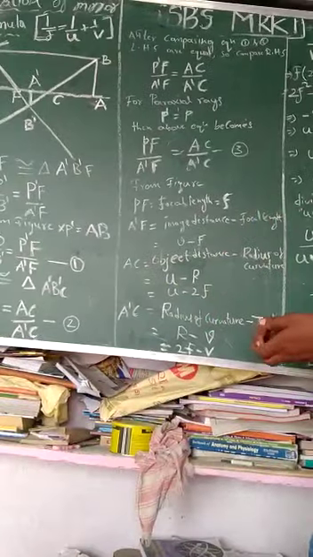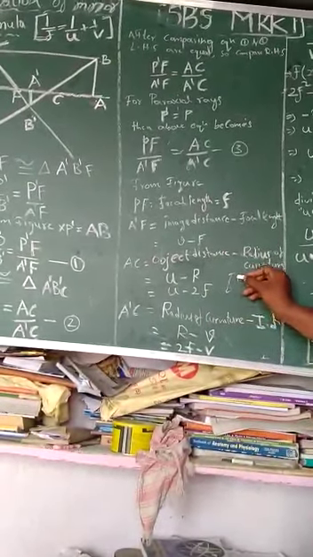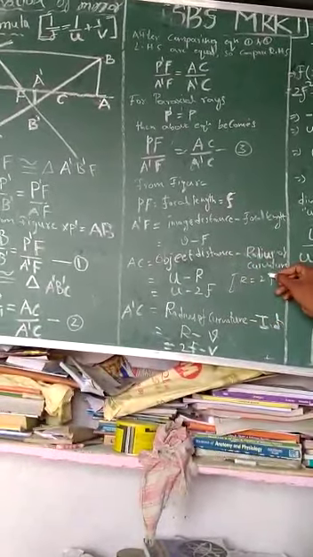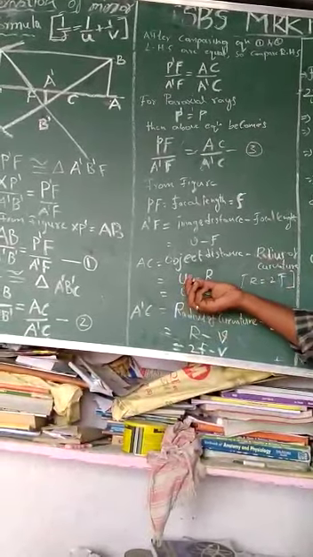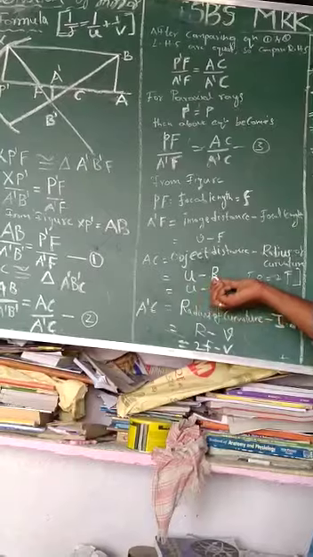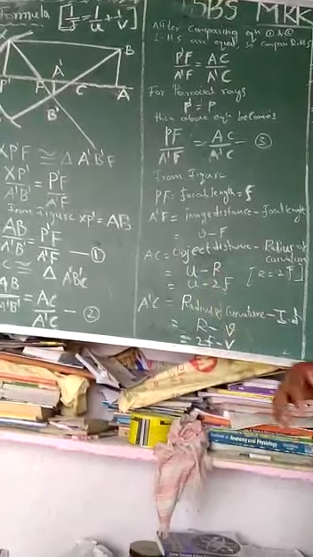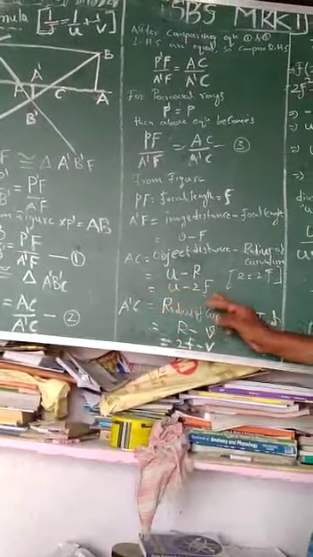But we already have one relationship: R equals 2f. Radius of curvature is always double the focal length. So u minus R, instead of R we substitute 2f. So AC equals u minus 2f.